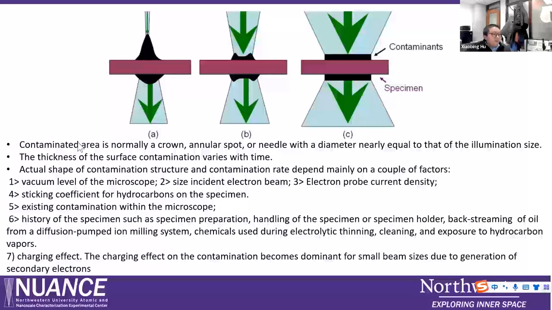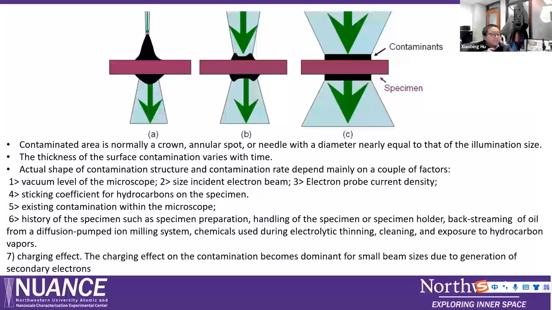So B is a middle case, the convergence angle is not so large, also not so small, like this. The black area is the contamination, the carbon deposition. So now you will have this fact: the contamination area is normally a cone or some kind of annular spot or needle, with a diameter nearly equal to the illumination size, or your beam size.